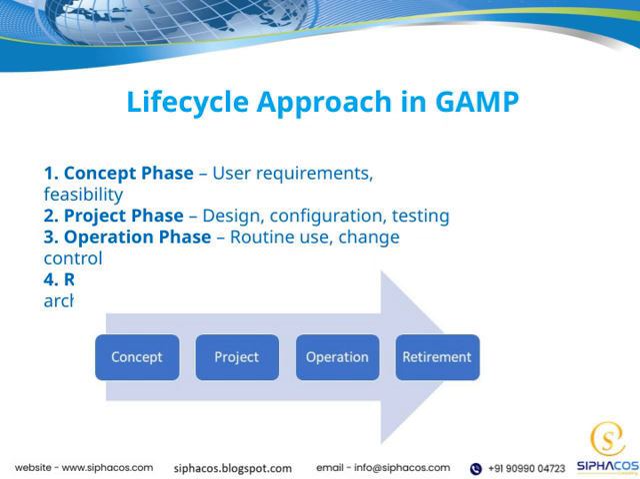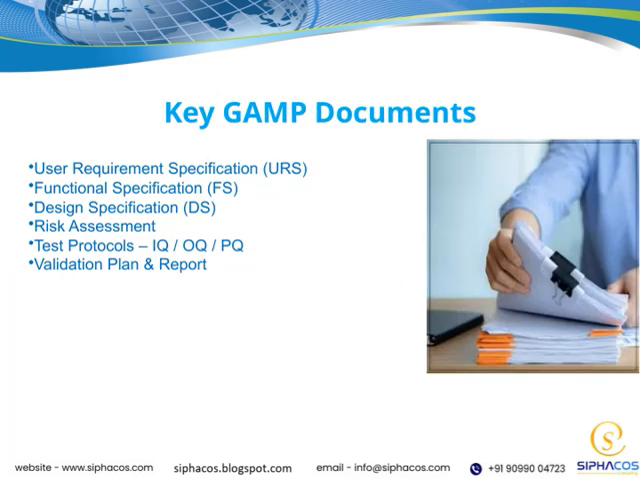Then we move into the operation phase, where the system is in routine use. Here, focus shifts to ongoing operations, managing changes carefully, and maintaining compliance. Finally, we have the retirement phase, which involves decommissioning the system when it's no longer needed and archiving data securely. Connecting all these phases highlights a structured, risk-based approach that ensures quality and compliance throughout the entire lifecycle of the system in GAMP. Let's take a closer look at some of the key documents involved in our validation process.